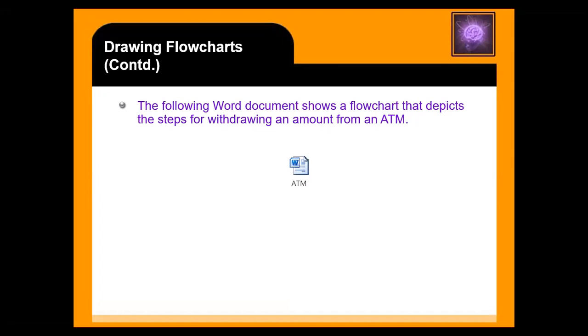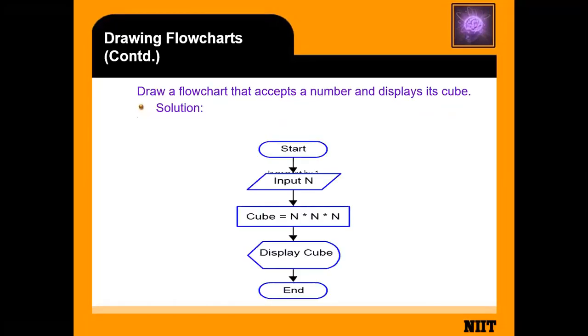And end. So if I want to analyze this particular problem, in this flowchart we have start, input box, processing box, all the symbols I have explained are there. Start is basically the initiator and stop is basically the terminator, as well as the processing box and input box. So I can share another example: draw a flowchart that accepts a number and displays its cube.